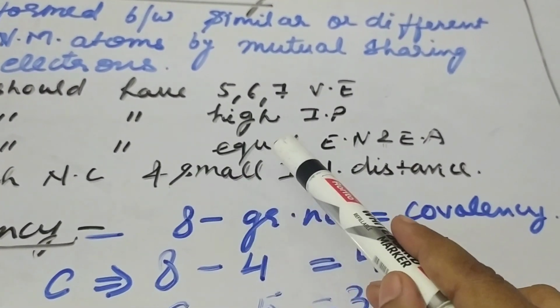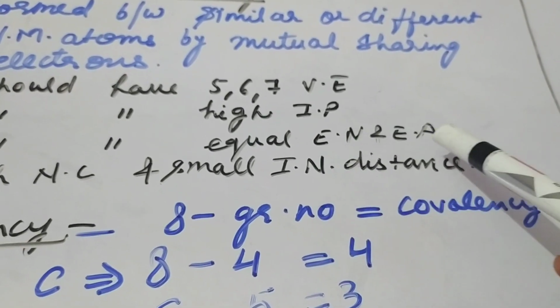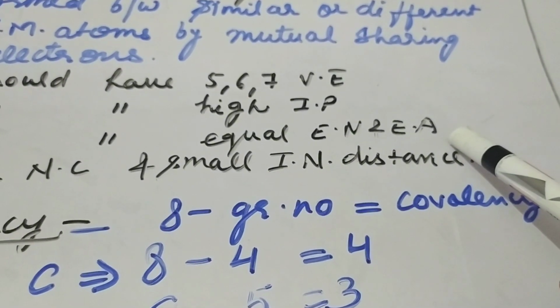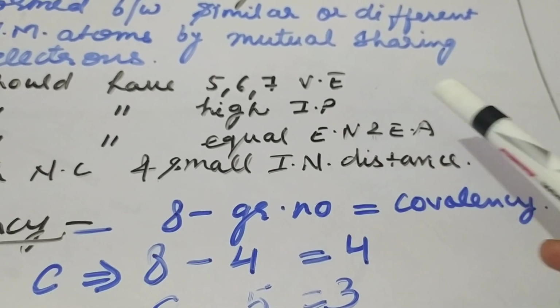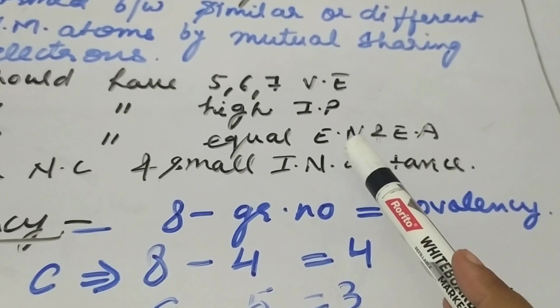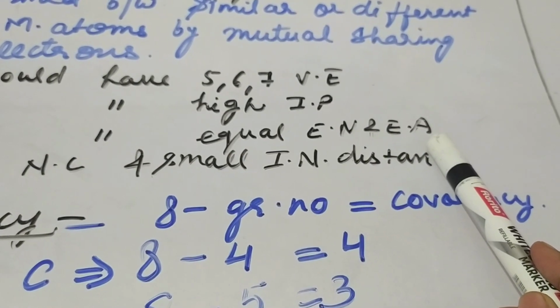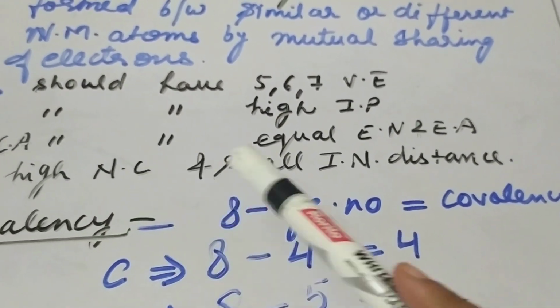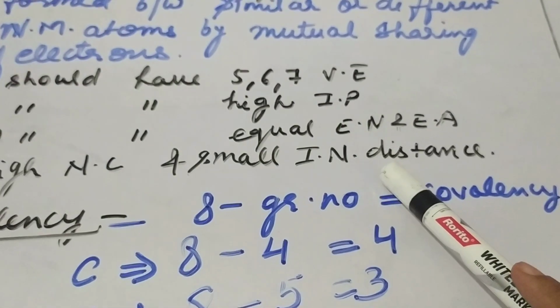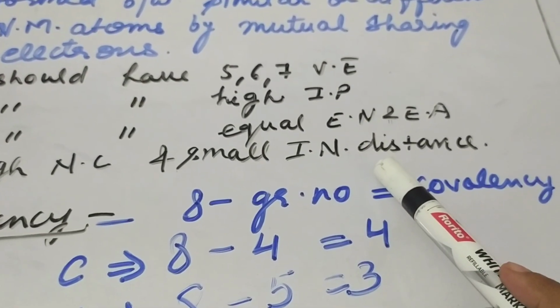Both the combining atoms should have equal electronegativity and electron affinity. Otherwise, the shared electron pair will be shifted to one side. So both should have equal electronegativities and affinities so that the pair occupies the central position. And high nuclear charge and small internuclear distance also favor the formation of this covalent bond.